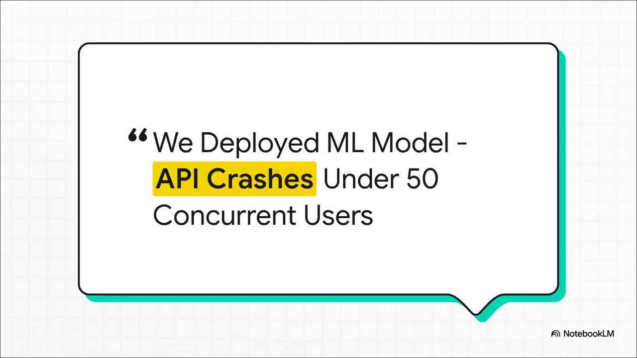So, this was the message, right? A frantic SOS from a startup that had just launched their new AI recommendation API. In the lab, everything was perfect. I mean, predictions were just flying out super fast, like 200 milliseconds. But the second real users started to show up, the entire system just buckled. And not under thousands of users. We're talking less than 50 people.